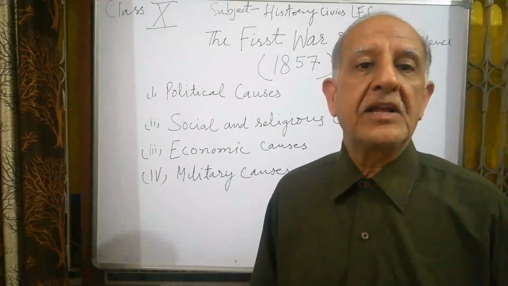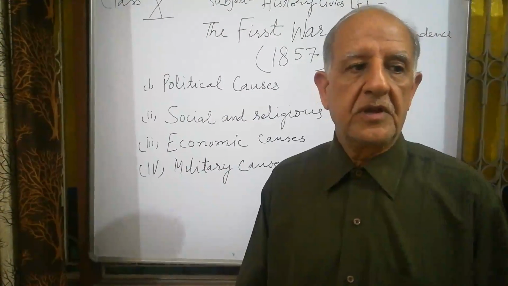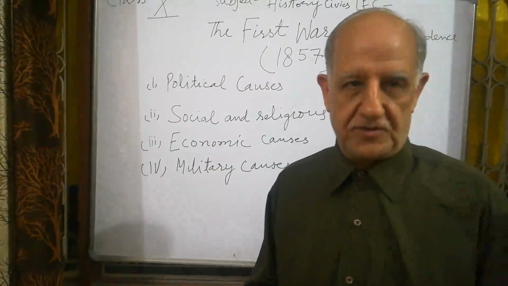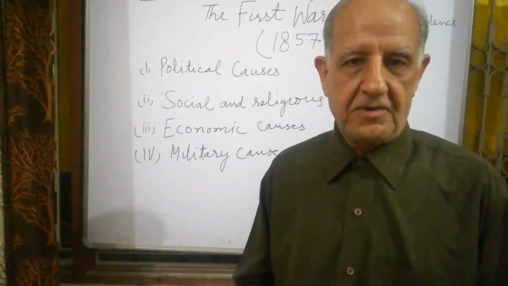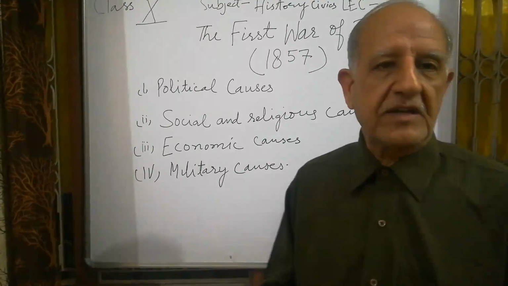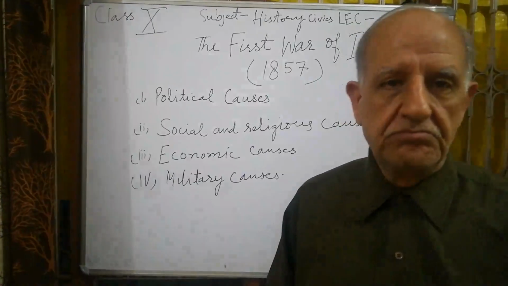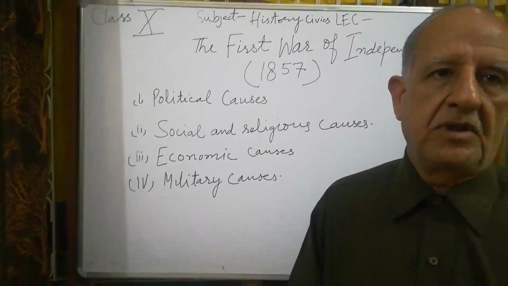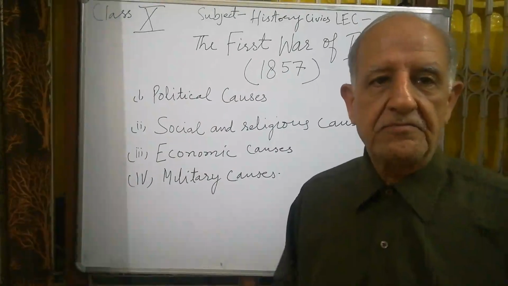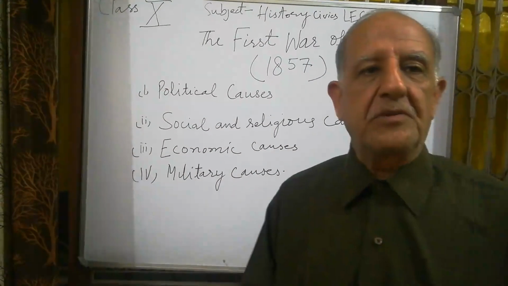His nobles and his servants were thrown out of their jobs. His military was demobilized. That means they were thrown out of their office. So, these people who were working under the Nawab lost their livelihood and their families suffered. As a result of it, they also became bitter enemies of the British.